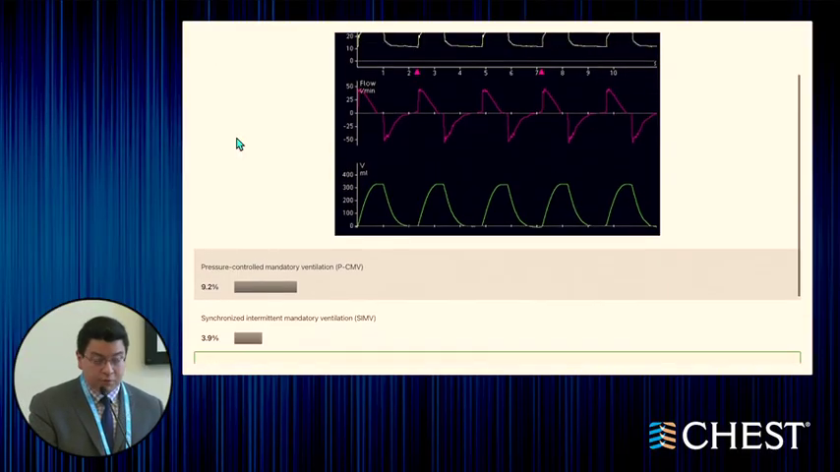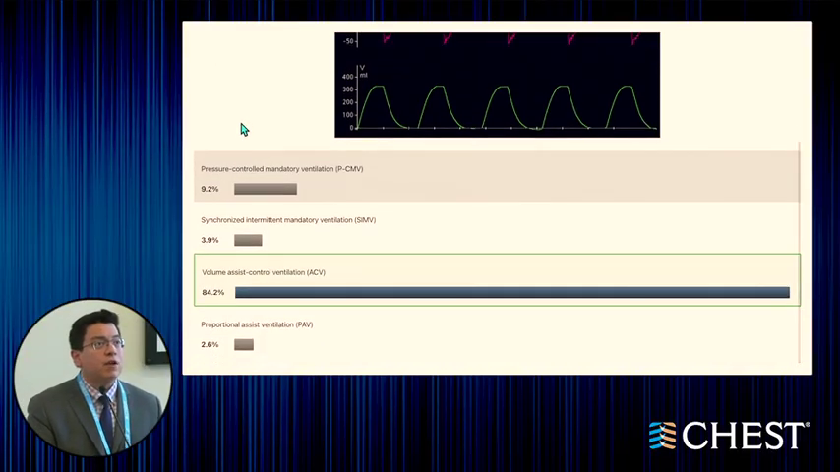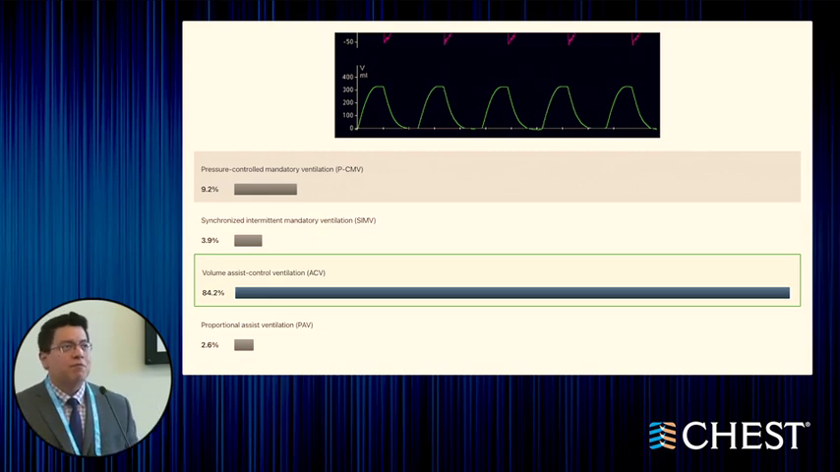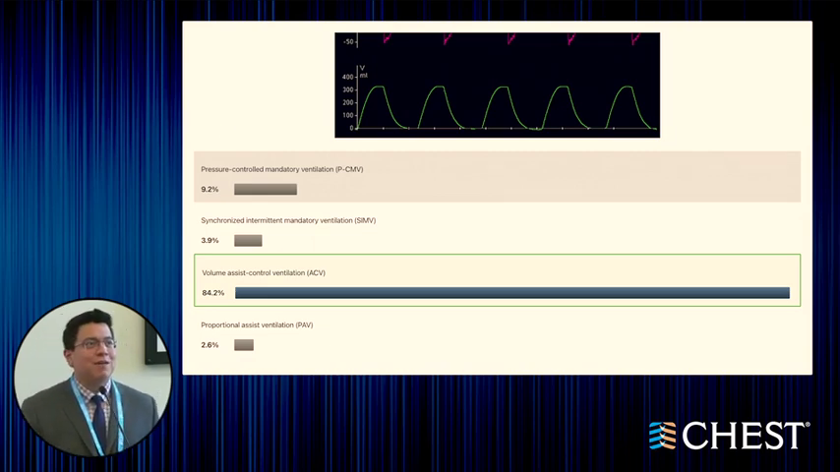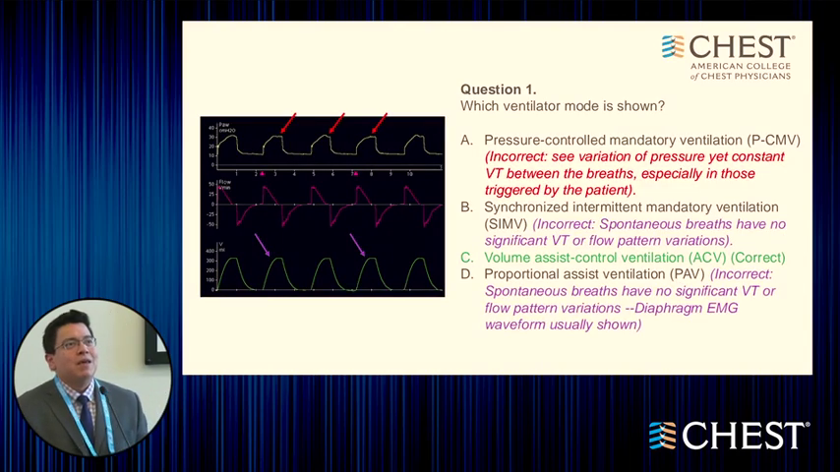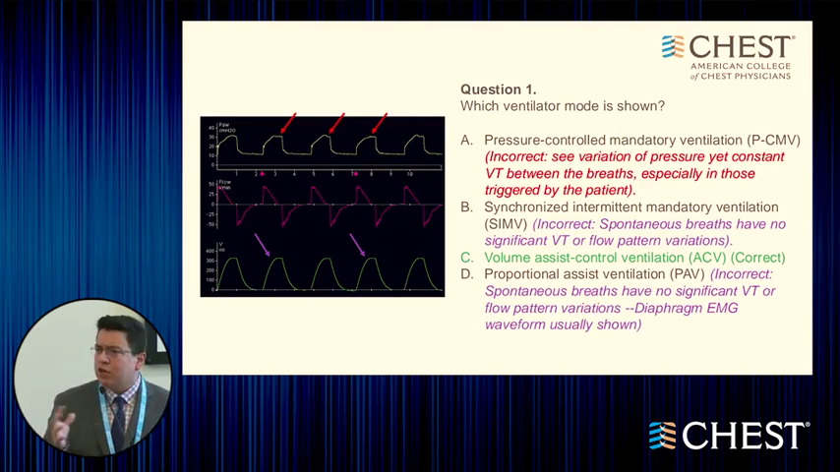All right, so I think I have to scroll down just to show you the answer here. So great, again, I probably have to make these questions a little bit harder next time. The right answer is volume assist control ventilation. Excellent. So why is it not pressure control ventilation?